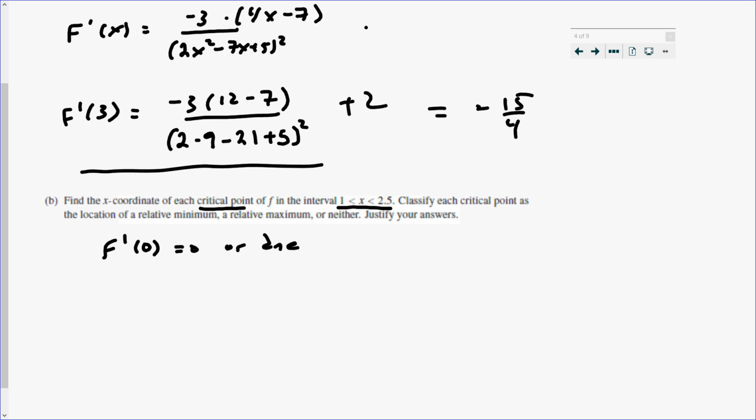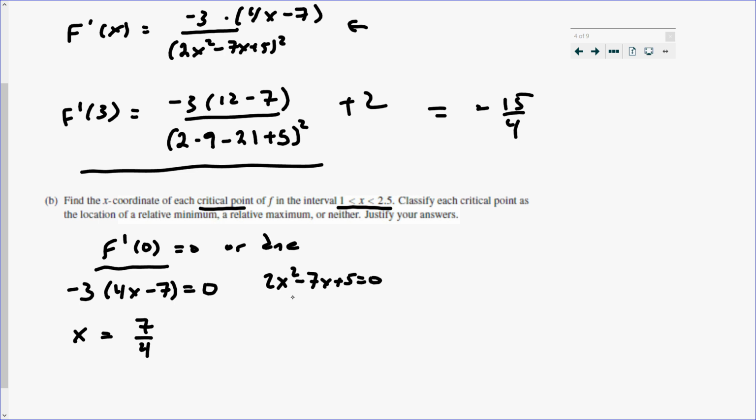Remember, when you set the derivative, which is up here, equal to 0, that's just setting the top equal to 0. And that's going to give us 4x minus 7, and if I set that equal to 0, we get x equals 7 over 4. All righty. So when we set the bottom equal to 0, where the derivative is undefined, 2x squared minus 7x plus 5 equals 0, what you're going to wind up with is it's going to be outside our range. So nothing in range. It's out of our range, so we don't worry about that one.